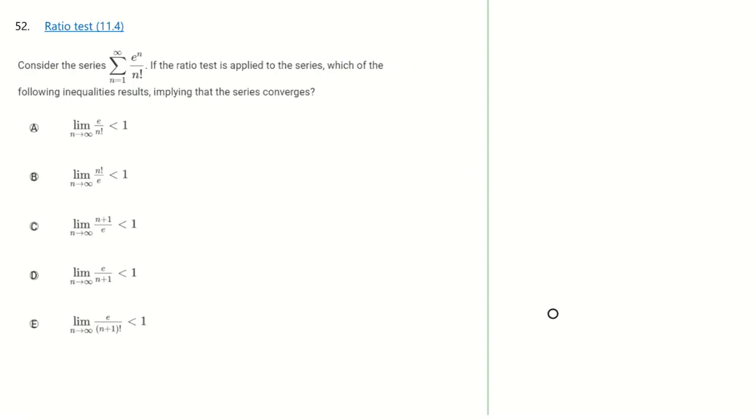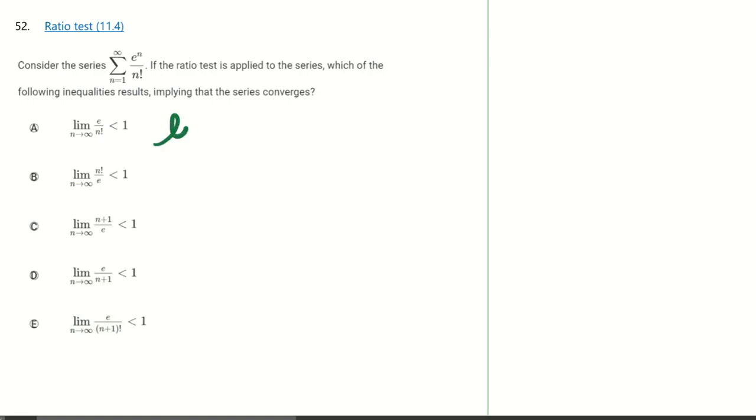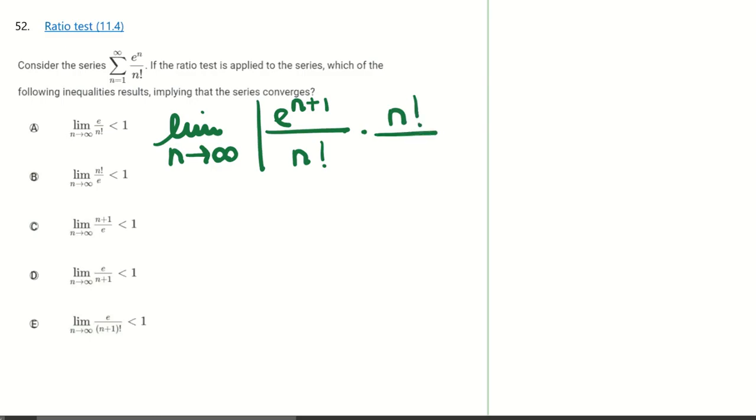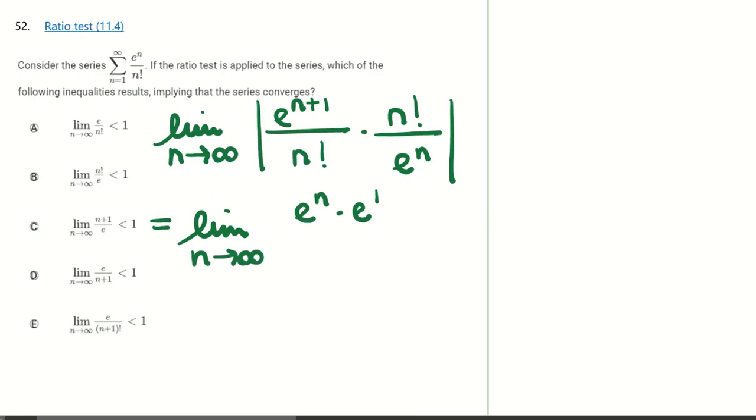All right, ratio test. I think I might have put this one on the unit test. I like this one a lot. If we apply the ratio test to the series, which is considering the limit as n approaches infinity of the n plus first term, so we plug in n plus 1 where we see n, divided by the nth term. So that's multiplying by the reciprocal of the original terms. So e to the n. Okay, I'm going to rewrite e to the n plus 1 as e to the n times e to the 1. Wait a second, I didn't actually plug in n plus 1 for n there. Oh, that's a shame.